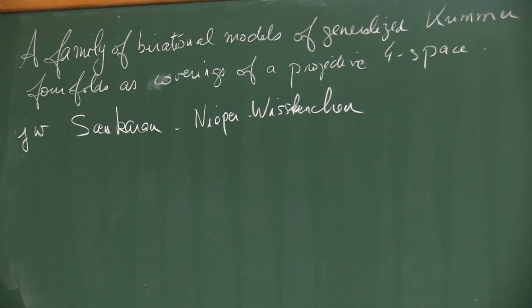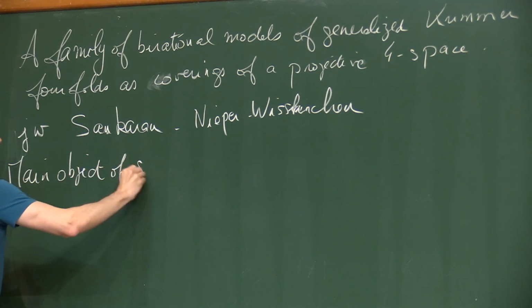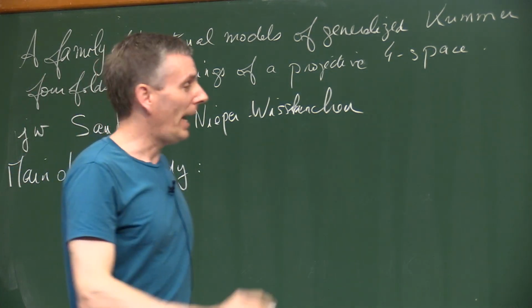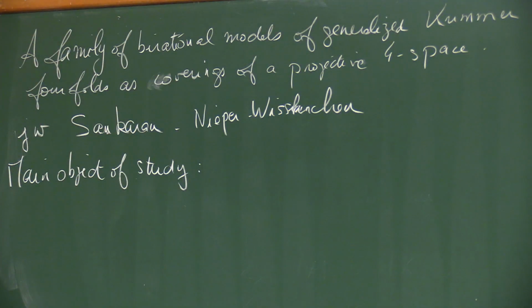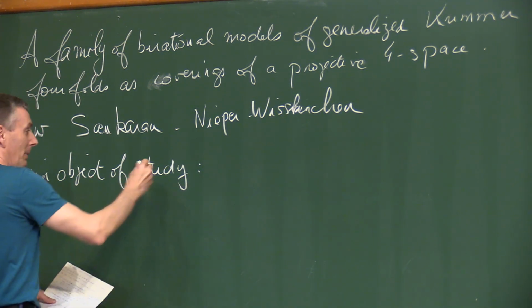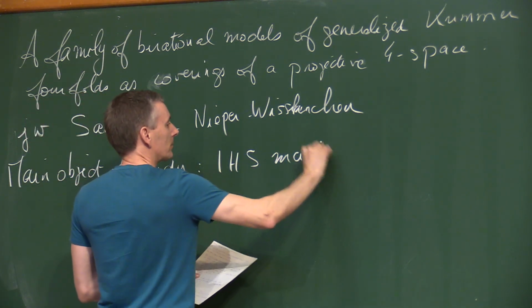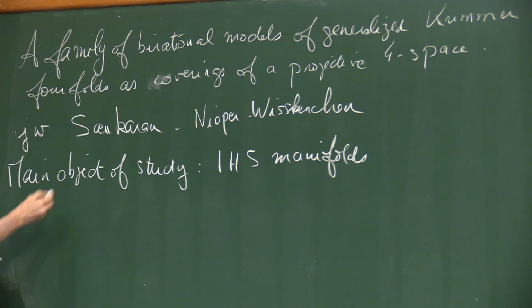So let me start by explaining the main object of study of this project. Well, there is a little intersection between the end of Alessandra's talk and the beginning of my talk. But let me recall what I need to explain for this talk. So the main objects of study are the same as in Alessandra's talk, IHS manifolds, irreducible holomorphic symplectic. Let me just recall what it means: they are Kähler manifolds.